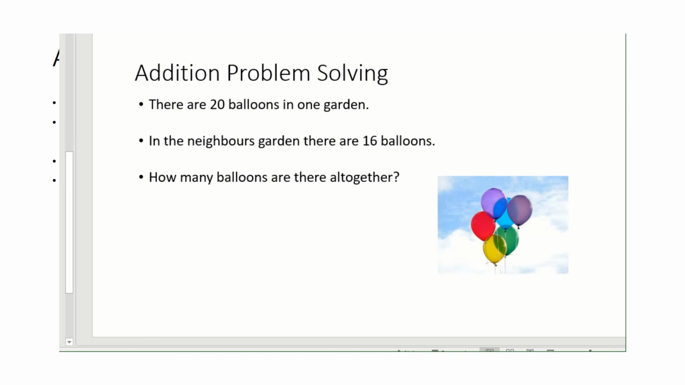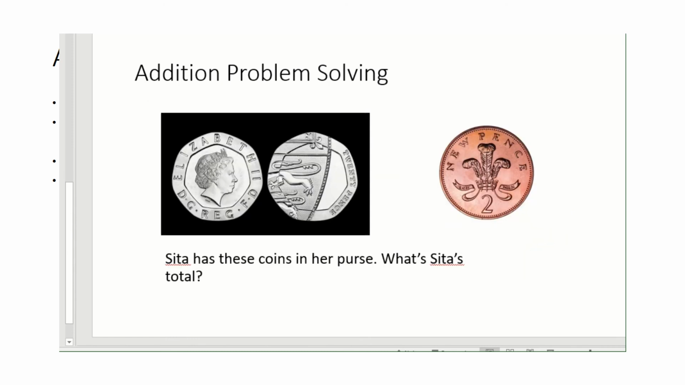20 balloons in one garden. In the neighbour's garden, there are 16 balloons. How many balloons are there altogether? So what are you looking for? You're looking for the numbers that you need to add together. See if you can have a go, because 20 and 16, well, I know that 16 is a 10 and a 6. I could add the 10, then I could add the 6 on.